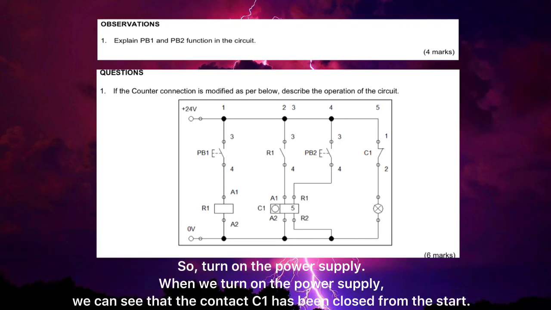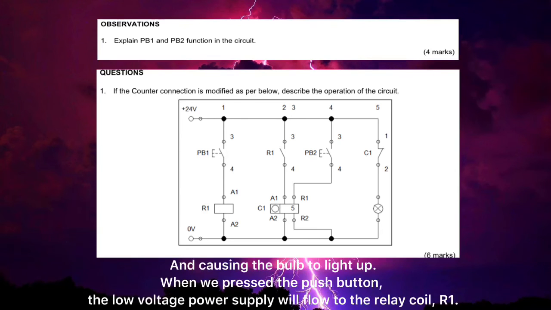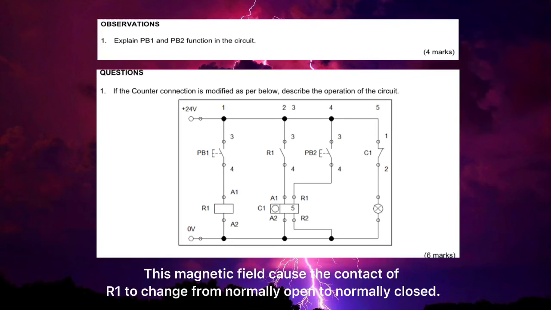So turn on the power supply. When we turn on the power supply, we can see that the contact C1 has been closed from the start, causing the bulb to light up. When we press the push button, the low voltage power supply will flow to the relay coil R1, and then the relay coil R1 will energize. It will produce an electromagnetic field. This magnetic field causes the contact of R1 to change from normally open to normally closed.